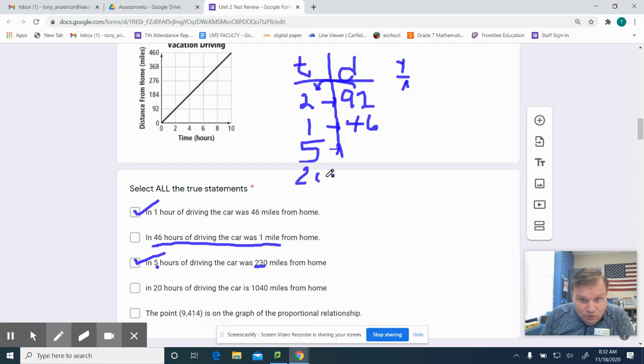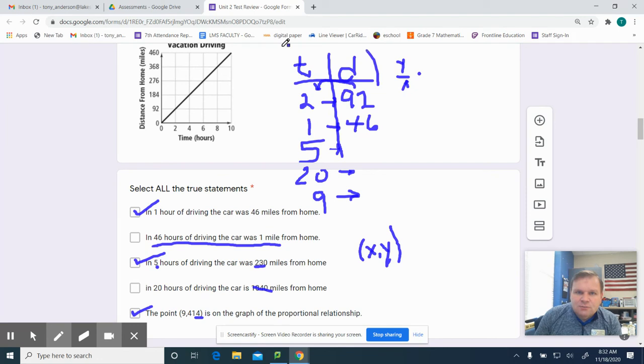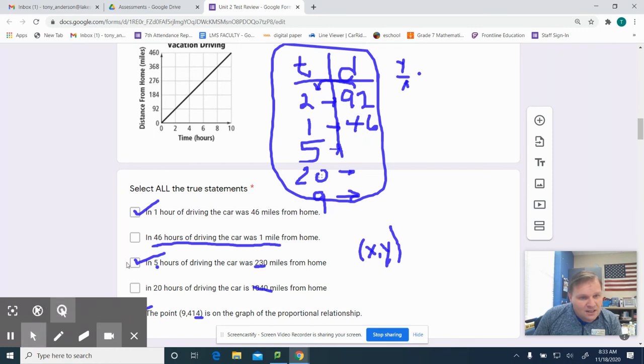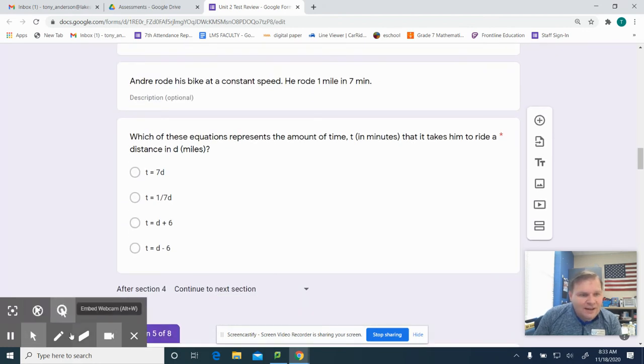Same thing here. 20 times 46 is going to give us 900 something. It's not going to be this number here. So we've got to let that one go. Now, this one, we look at the points x, y. So this is the point 9, 414. Okay, so the 9 is in the x spot. So if I multiply that by the 46, I will get 414. So it's there. The important thing here is to make this table, find that constant of proportionality, and you will be fine.